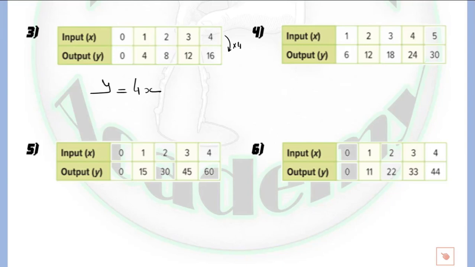In question number 4, we look at the relation between the input and the output. For input 1, the output will be 6. 2 becomes 12. 3 becomes 16. 4 becomes 24. So for each input, you multiply it by 6 to find the output. So the output now will be equal to 6 multiplied by the input.